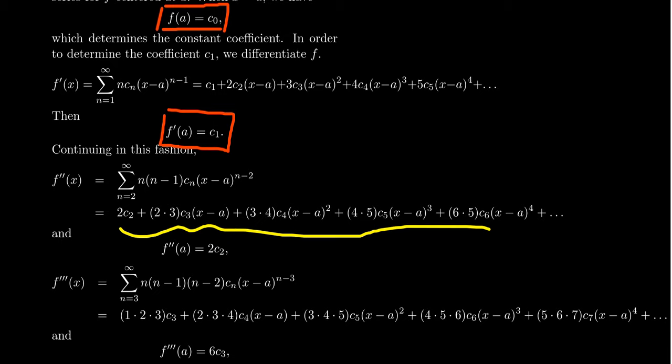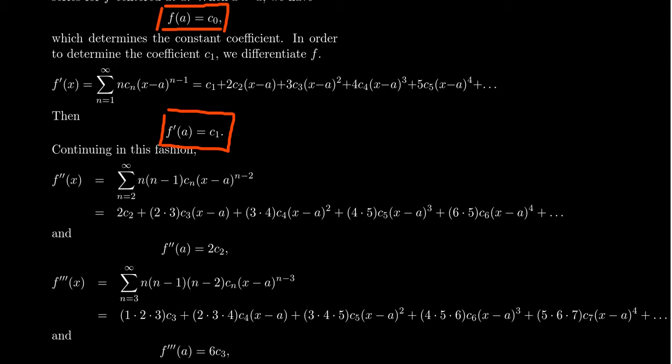You end up with 2 times C2. You're going to get 2 times 3 times C3 times x minus a. You'll get 3 times 4 times C4 times x minus a squared. You'll get 4 times 5 times C5 times x minus a cubed. And you'll end up with 5 times 6 times C6 times x minus a to the fourth. You'll notice that I'm not writing things like 2 times 3 is 6, 3 times 4 is 12, 4 times 5 is 20. I'm delaying multiplication. In computer science, this is often referred to as a lazy computation. It seems like I'm being lazy, but it's actually going to be more enlightening that we don't multiply it out yet.